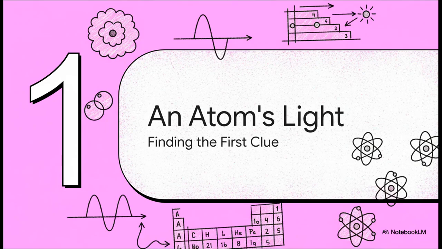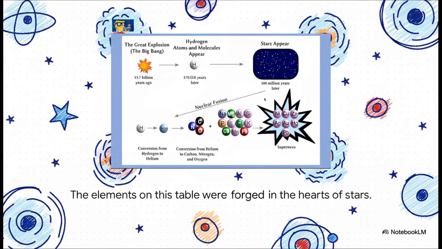To understand the code for the whole table, we have to zoom way, way in. We need to find a clue inside a single atom. And our search for that first clue begins, of all places, in the stars. That's right. Almost every element you see here, the carbon in your body, the oxygen you're breathing right now, the silicon in your phone, it was all forged in the unbelievable heat and pressure inside stars and then blasted across the cosmos in giant supernova explosions.